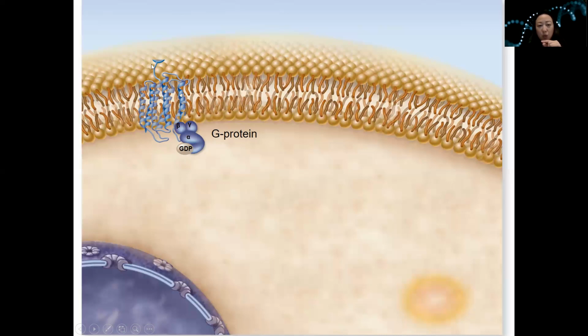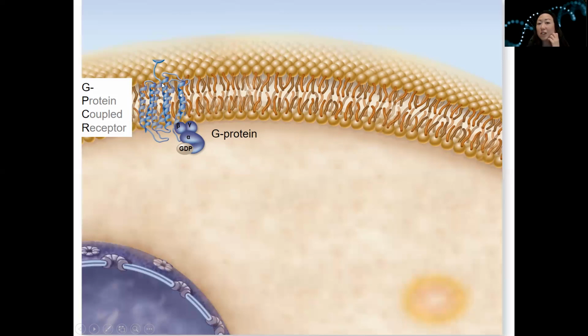Okay. Then what does it make this whole thing? Well, this thing then is called the G protein coupled receptor because it's itself a receptor and it's bound to a G protein.